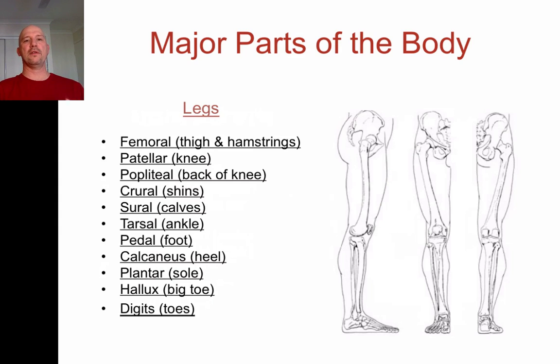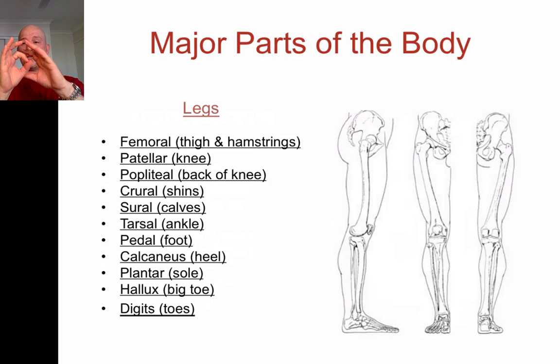Legs, we've got the femoral, which is the part that surrounds the femur, obviously. So the thigh in the front, the four muscles, vastus lateralis, vastus medialis, vastus intermedius, and one other one, which I can't remember, but the four in the front, and then the hamstring muscles along the back.